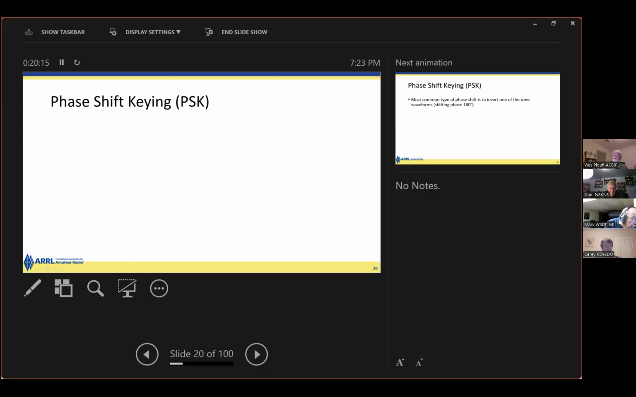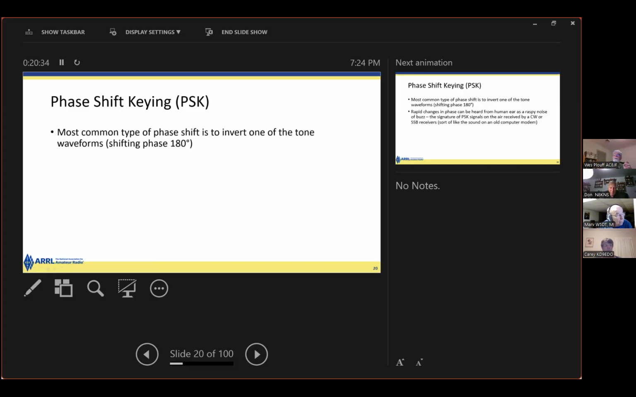So phase shift keying, the important thing to understand about phase shift keying is, if you think about phase, if you have two sine waves and they're in phase, they look exactly the same. If they're out of phase, one is shifted in time. And what to know about phase shift keying, the way it's used for PSK31, is that you invert the phase of one of the tone waveforms.